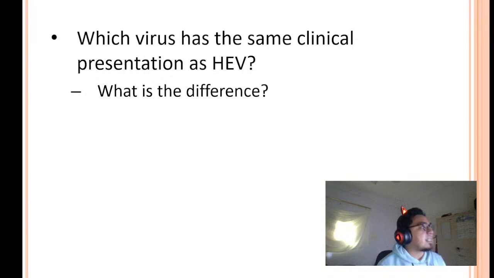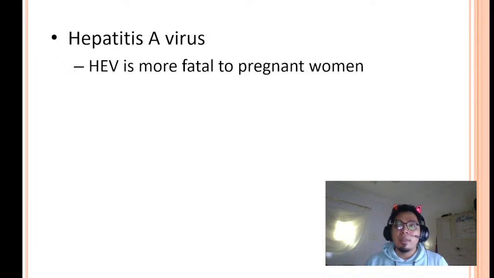All right. Which virus has the same clinical presentation as HEV? Of course, let's not forget, it's hepatitis A. It's hepatitis A, guys. What's the difference? HEV is much more fatal for pregnant women. That's the main difference. That's the reason why pregnant women here in the Middle East are always tested for a hepatitis panel. I know it's not uncommon in the Philippines, especially if the economic standing of the family is less fortunate.